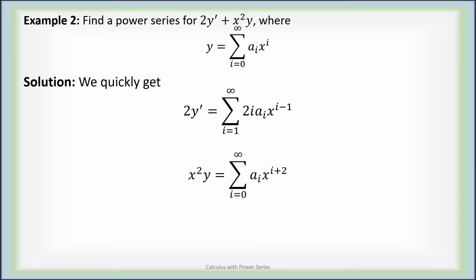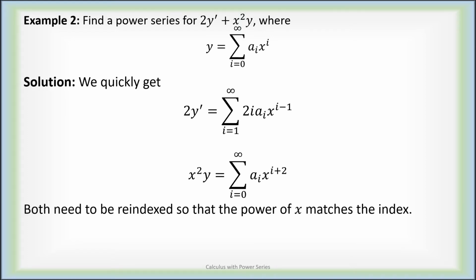x squared times y, on the other hand, if I refer back to the original power series for y, if I were to multiply by x squared, I could bring the x squared inside the sum and simply raise the power of all of my x's by 2. So both of these are going to need to be re-indexed so that the power of x matches the index in the sum.